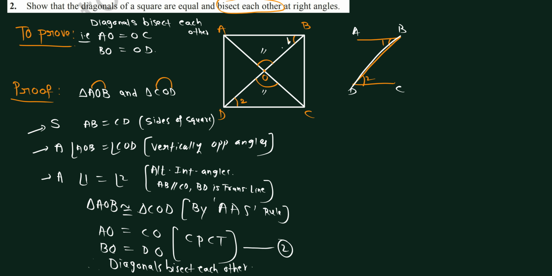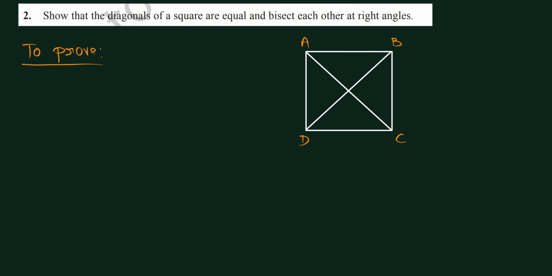Okay, so now the next one: we need to prove diagonals bisect each other at right angles. Any one of the angles you just prove is 90 degrees. Let us say, to prove angle AOD equals 90 degrees at the diagonals.